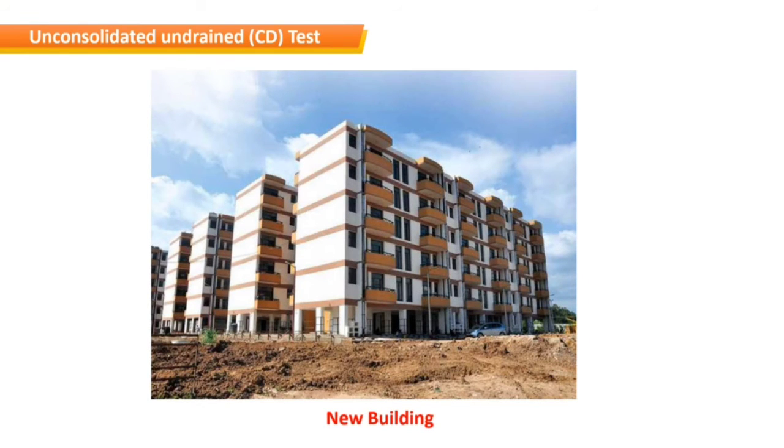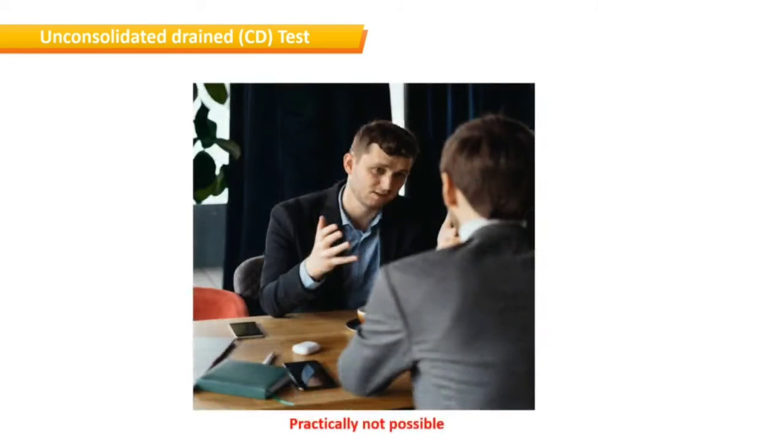The third is unconsolidated undrained, which means the soil is neither consolidated nor drained. So the UU test is for new buildings, where nothing has happened yet. This test is very quick, approximately 15 minutes. For the CU test the time is 24 hours, one day, and for the first one it is many days. The fourth one is not practically possible, because if the soil is drained, meaning the water is spilling out, then how can it be unconsolidated? There would definitely be consolidation.